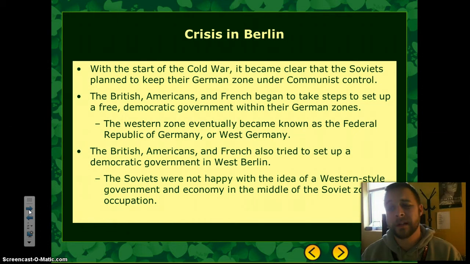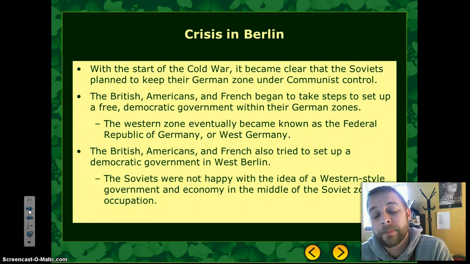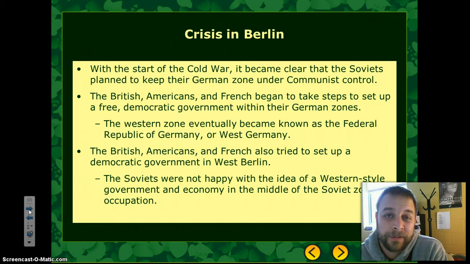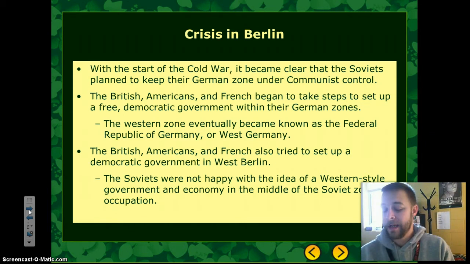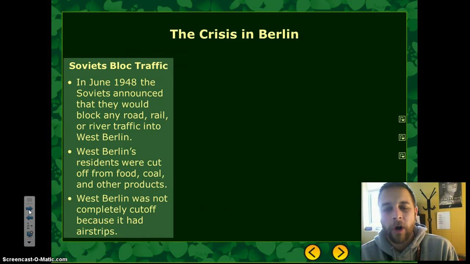First real test of the Truman Doctrine is in Berlin. Basically, Berlin, much like the rest of Germany, had been divided into 4 occupation zones. And basically what happens is, in the east you have a communist city, in the west you have a democratic city. So Stalin decides he's going to blockade Berlin. So in June 48, the Soviet army blocks all road, rail, and river traffic into West Berlin, which cuts the residents off from food, energy, and other types of products that they need.